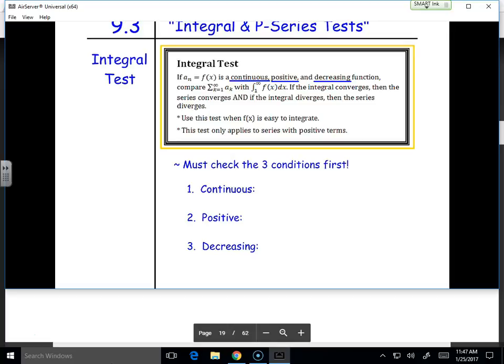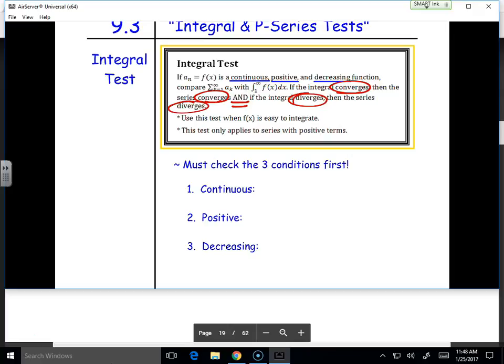Compare the infinite series with the infinite integral. Does this say that they are the same thing? No. But we are going to use the integral from 1 to infinity of f of x dx to help us make some determinations. If the integral converges, then the series converges, and if the integral diverges, then the series diverges. Why the integral test is nice is because it tells us about convergence and divergence.